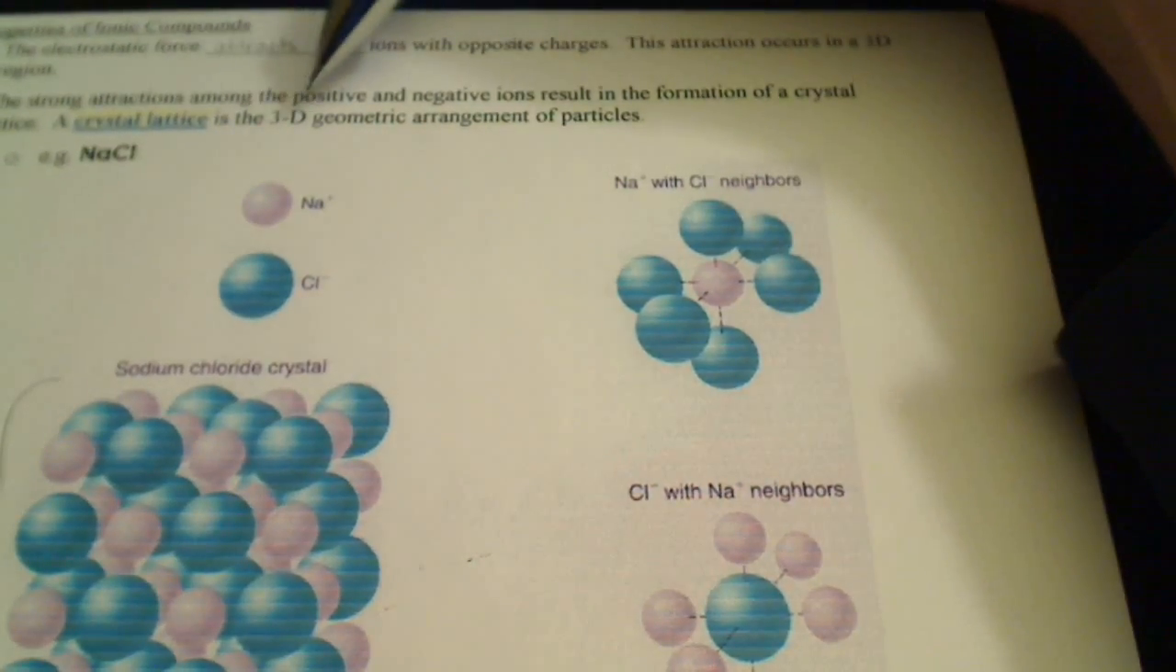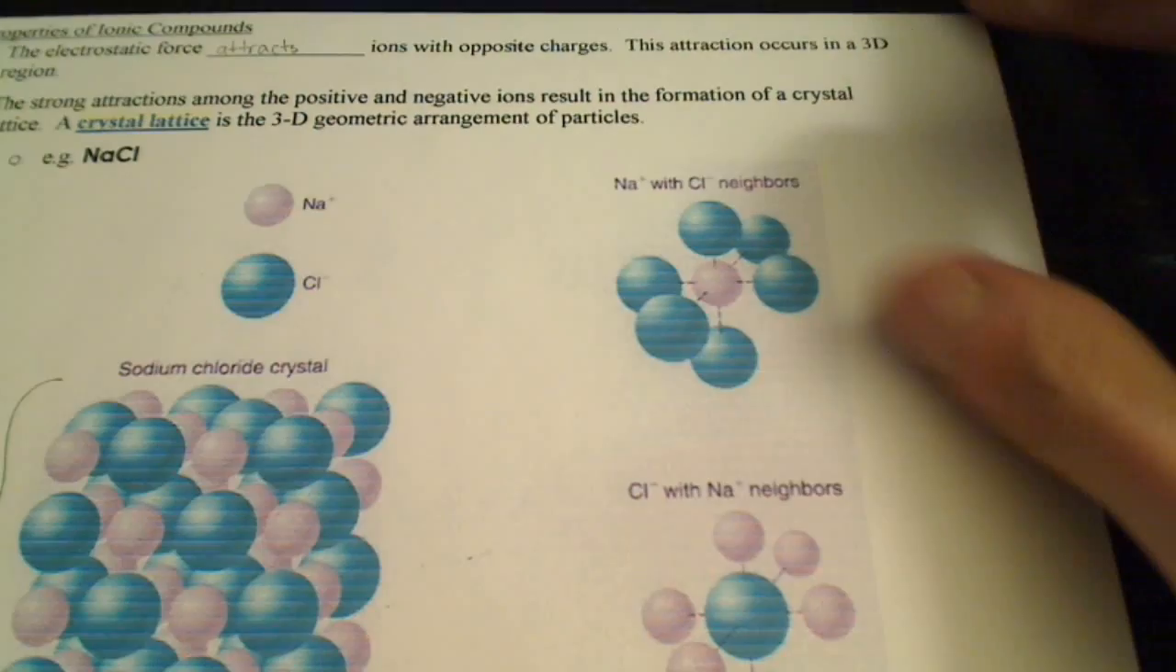The crystal lattice is the three-dimensional, you can see left and right, top and bottom, front and back, three-dimensional geometric arrangement of particles. So this entire thing is referred to as a crystal lattice. That's pretty much it. Moving on to the next handout.